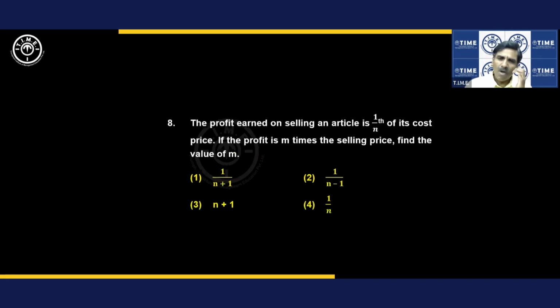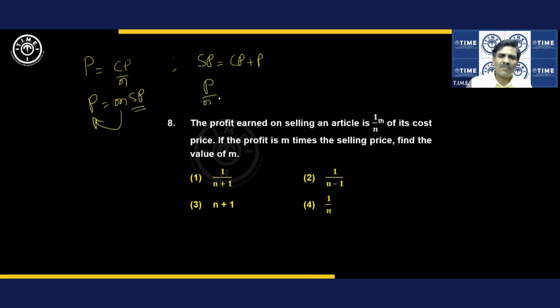The profit earned on selling an article is 1 by nth of its cost price. If the profit is m times the selling price, find the value of m. So profit is given to be CP by N, right? And we all know selling price is nothing but cost price plus profit. And what he has mentioned here, profit is m times the selling price. In other words, selling price is profit by m.